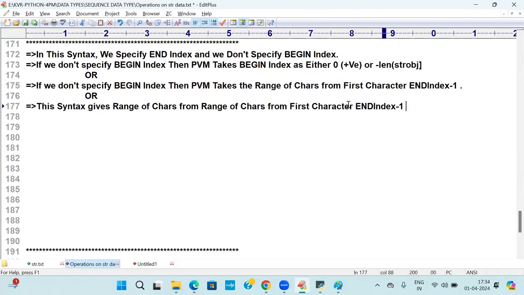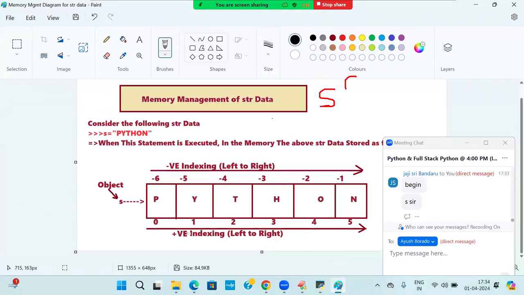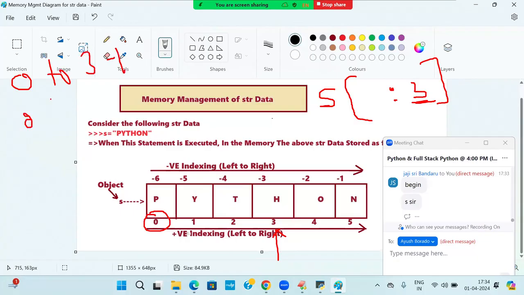Written like this. Start the example. Here I am writing S of what I am writing? Colon. Now I am writing colon 3. Colon 3 means what? Positive. Positive means the value starts from 0. 0 to where? 3 minus 1. 0 to 3 minus 1. That is 0 to what? 2.